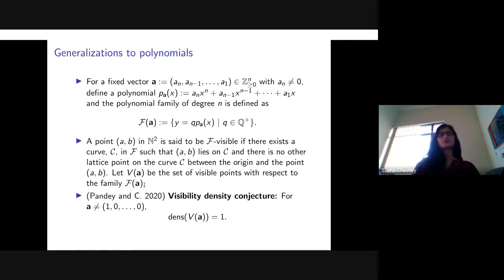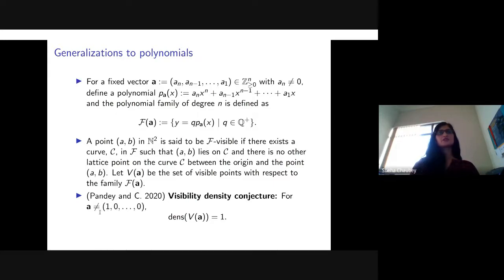Okay. So in the same paper, we made this conjecture that the density of V(A), by the definition of density I gave before, counting the number of visible points in the square and dividing by the area of the square, is in fact exactly equal to 1 for any A which is not (1, 0, 0, 0). So when A is equal to (1, 0, 0), if you consider the vector A equals (1, 0, 0), can anyone sitting here tell me what the polynomial is? Maybe one of the students.